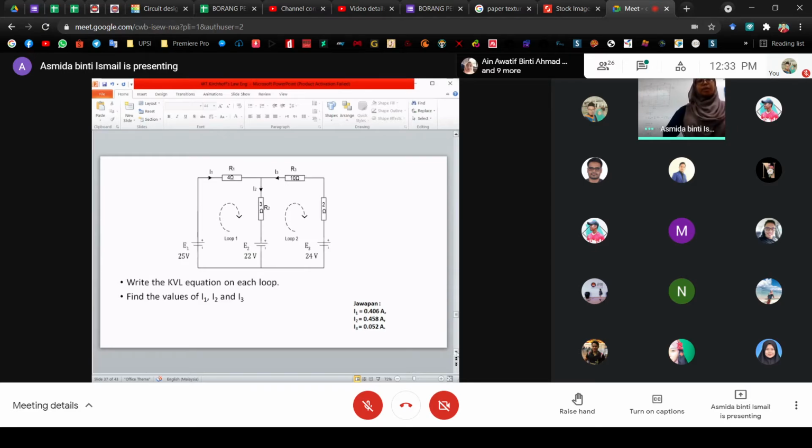Okay, if you don't want to confuse yourself, maybe loop 1, you can write loop 1 as IX and loop 2 as IY. Okay, sebab loop dekat sini dia bagi. So and then at the end of the answer, you make a conclusion. Ix is equal to what and Iy is equal to what. Okay.